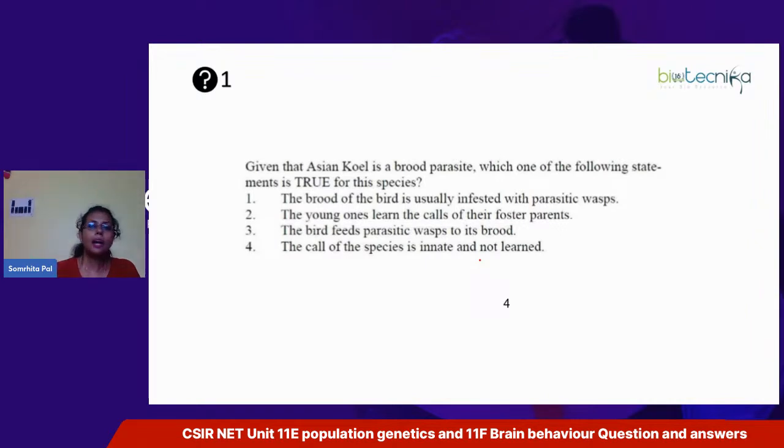Okay, why it happens is, even though they are bred by the foster parents, they have their own innate capacity to understand which is their own song, like song of their own species, and which is not the song of their own species. So their innate code, okay, the genetic code that is there, it is there to help them distinguish between their own species and the song of another species. Okay, so the correct answer here is option 4. I hope you have got some idea.